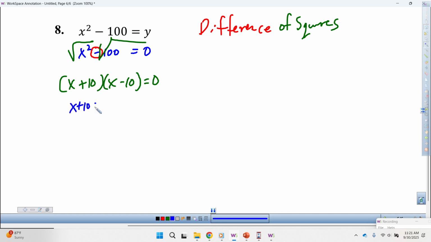X plus 10 equal to 0. X minus 10 equal to 0. Minus 10 minus 10. X equals negative 10. Plus 10 plus 10. X equals 10. Graph.